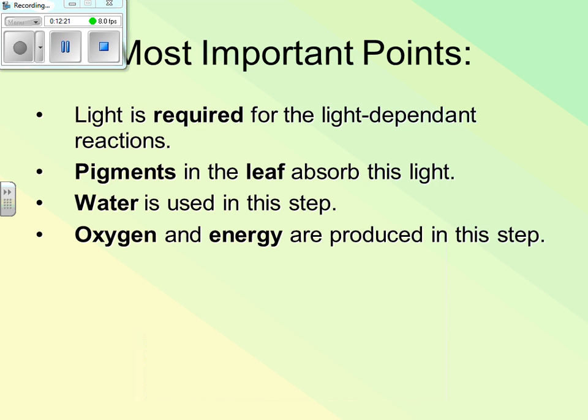And just looking at the most important points of this, light is required. We need pigments in the leaf to absorb the light. Water is used in this step, and oxygen and energy are produced in this step. So that's sort of, again, the summary of everything.